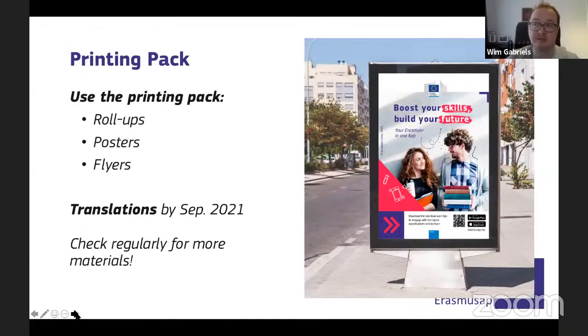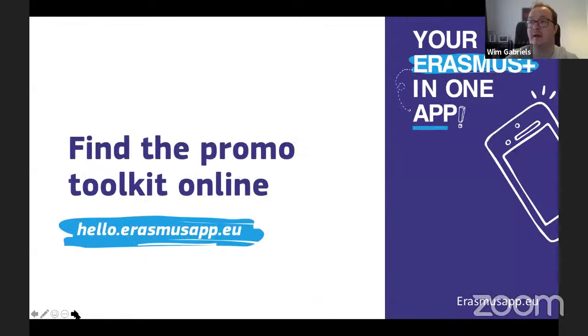Next to that, we have a printing package where you will see roll-ups, posters, and flyers. Currently, this is only available in English. Translations are foreseen by September 2021, when also the app will be translated and available in more languages. We suggest to check regularly for more materials, as they will be added as we move forward. And I can just say that you can find this information on hello.erasmusapp.eu, which is our presentation website and which is live now.